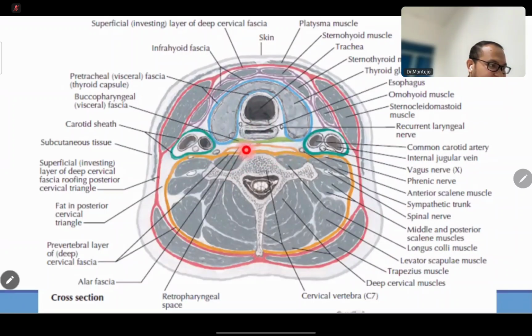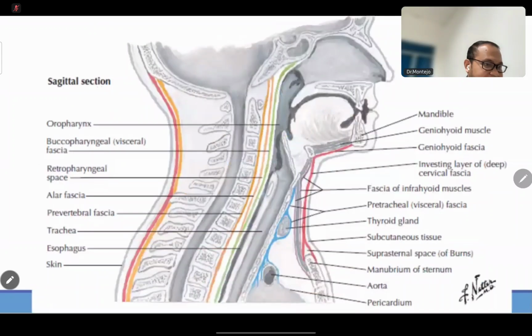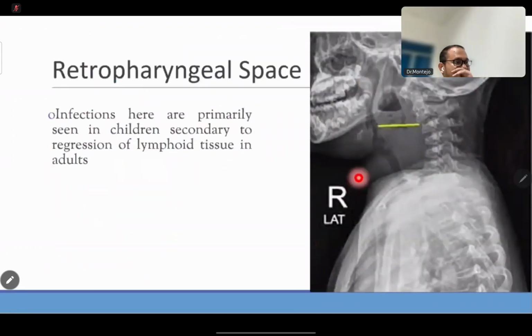Compared to a prevertebral abscess, wherein there is no space, so there is no laterality. Okay. One way to know if there's an abscess or cellulitis in the retropharyngeal space is to have an X-ray.